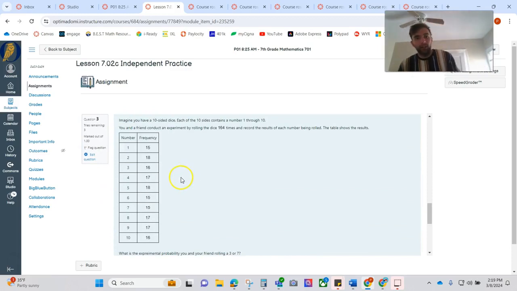Imagine you have a 10-sided dice. Each of the 10 sides contains a number 1 through 10. You and a friend conduct an experiment by rolling the dice 164 times and record the results of each number being rolled. The table shows the results. So 15 out of 164 times you rolled the number 1. 18 out of 164 times you rolled the number 5. 17 out of 164 rolls you rolled the number 9. So on and so on. What is the experimental probability of you and your friend rolling a 3 or 7?